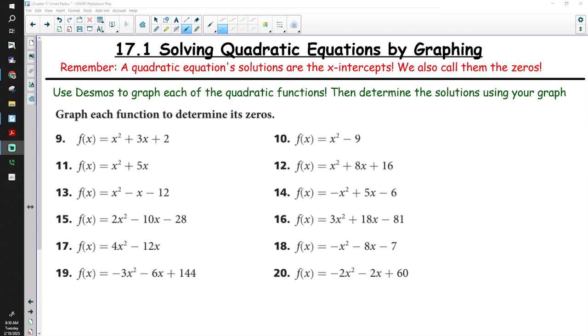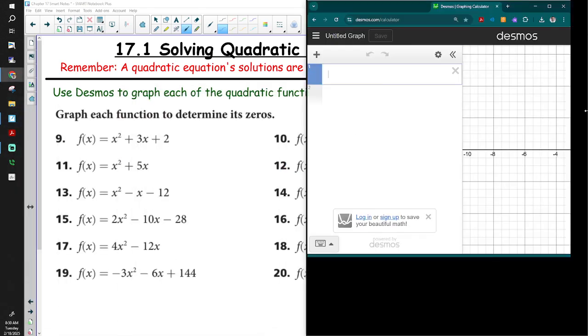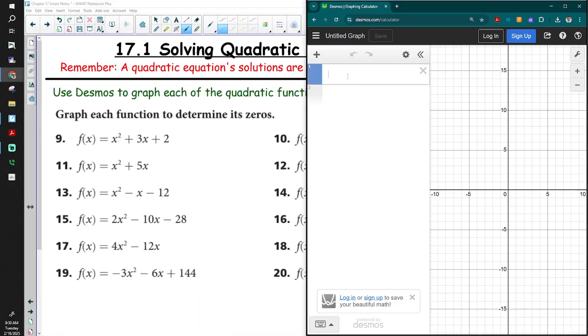So we're going to take out Desmos, and we are going to graph our first one. Number 9. I'm going to type it in exactly as it looks. And I'm going to show you there's actually a few ways to type it in, and you'll still be A-okay. We could type it in exactly how it looks. F of x equals x squared plus 3x plus 2.